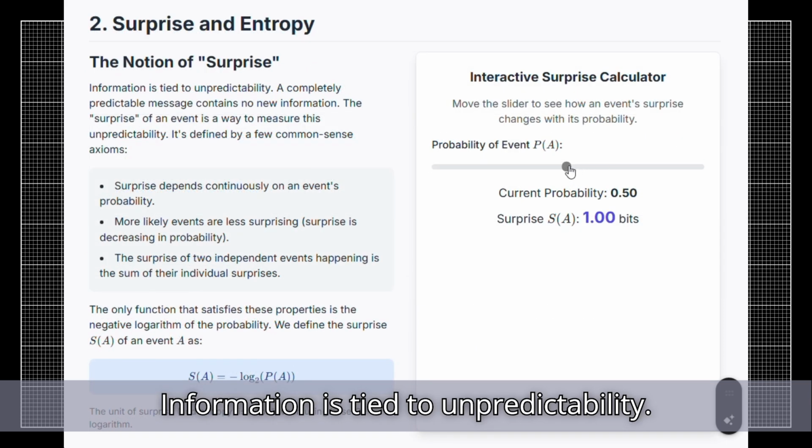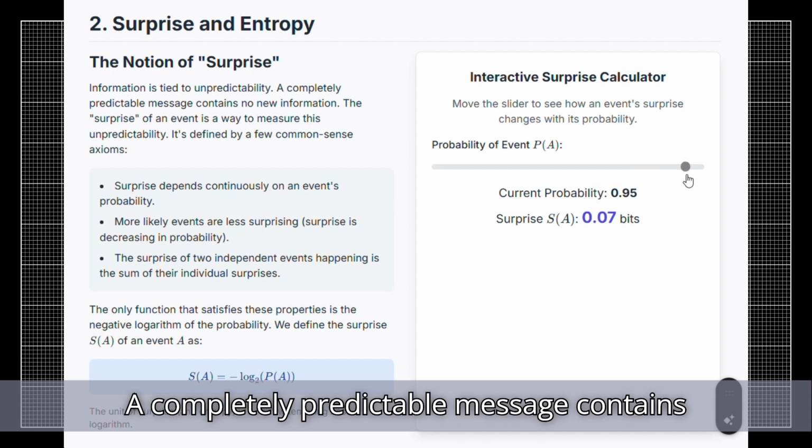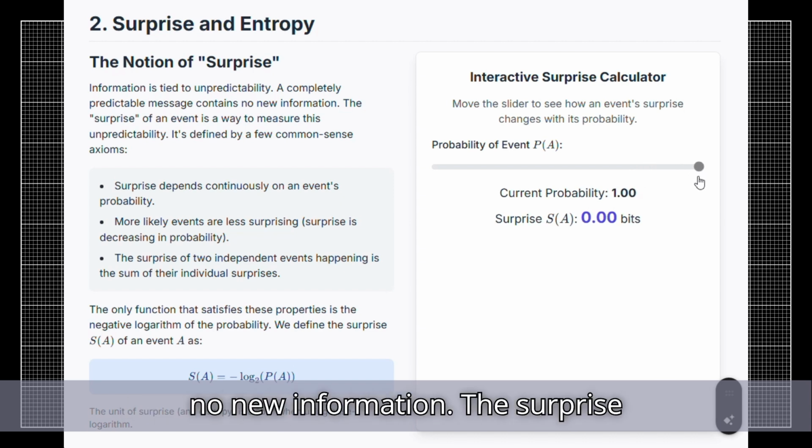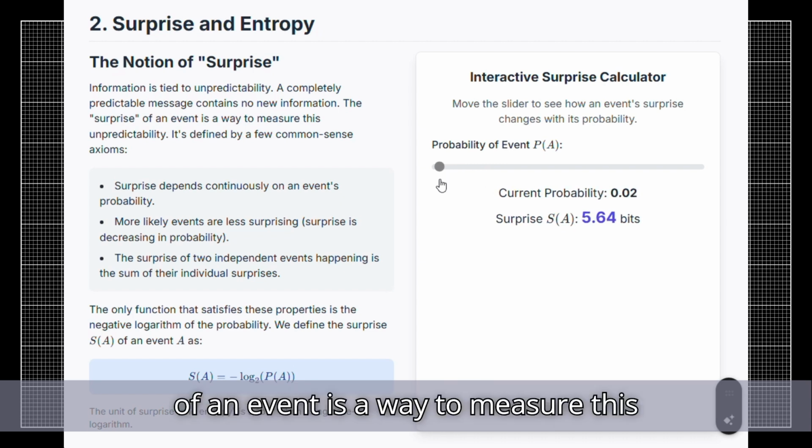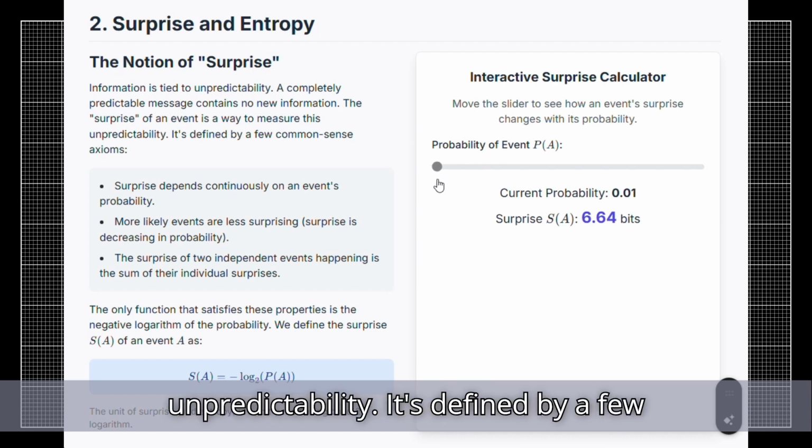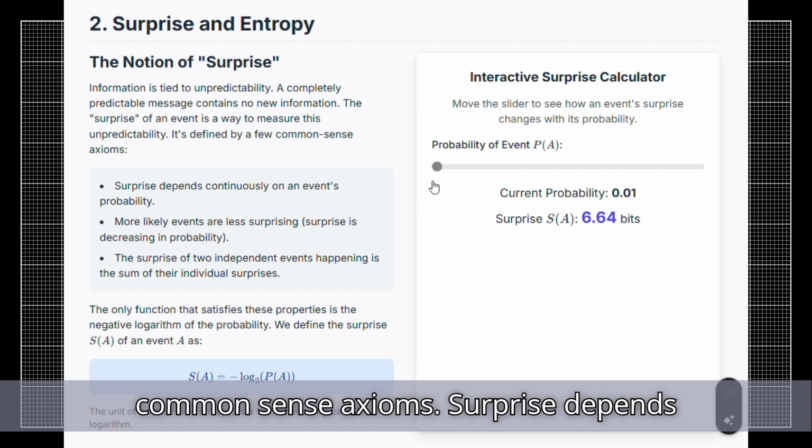Information is tied to unpredictability. A completely predictable message contains no new information. The surprise of an event is a way to measure this unpredictability. It's defined by a few common-sense axioms.